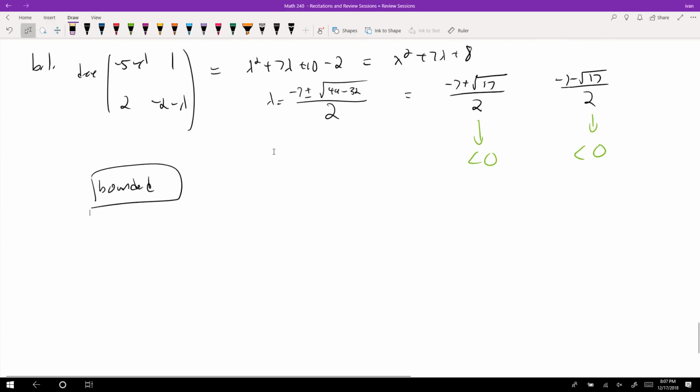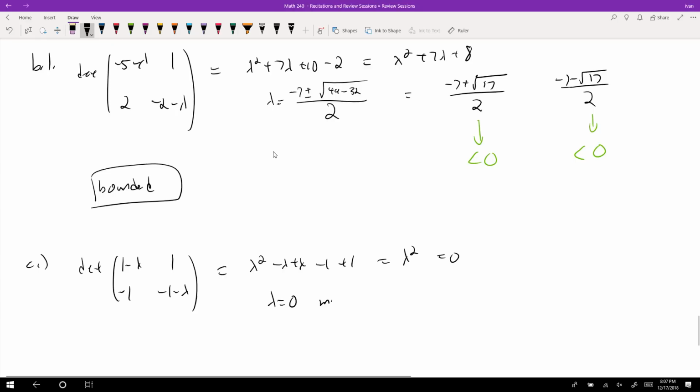All right, C, 1 minus lambda, 1, 1, negative 1, negative 1 minus lambda. So you take the determinant of this, what do you get? You get lambda squared minus lambda plus lambda plus 1, minus 1 plus 1. So that's just equal to lambda squared. So that's equal to 0. So lambda is equal to 0 with multiplicity 2.